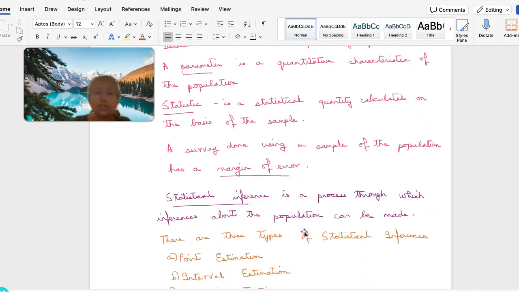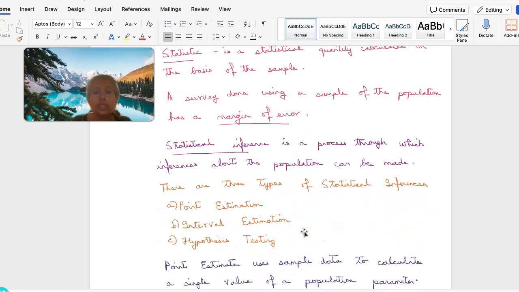Now statistical inference is a process through which inferences about the population can be made. So based on the sample, you can draw certain conclusions. And there are 3 types of statistical inferences: point estimation, interval estimation, and hypothesis testing. In today's class, we will be talking about point estimation.